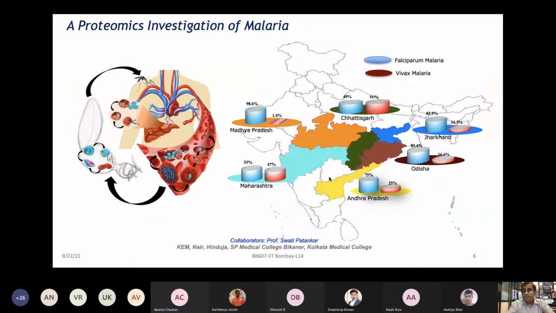So in this slide, I'll just give you some flavor. Of course, I'm not going to take a lot of time, but just give you some flavor that we investigated the problem of malaria using proteomics technology. And malaria, all of you are familiar, comes from the mosquito bite with falciparum and vivax. These are the causative agents. Plasmodium falciparum is the main culprit, which has been seen for a long time to cause malaria.